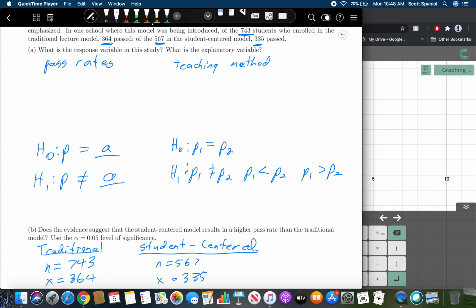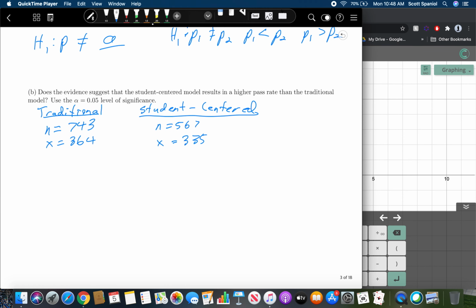Okay. So now what we want to do is set up our hypotheses. Our hypotheses, we're still going to have two of them, just like we did in Chapter 10.